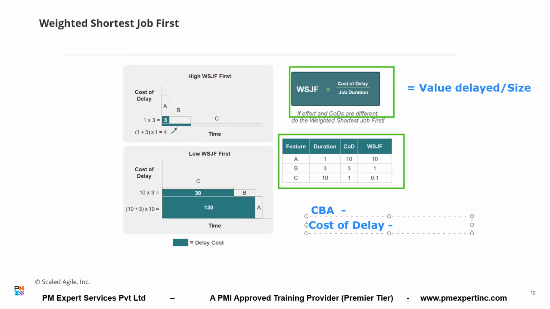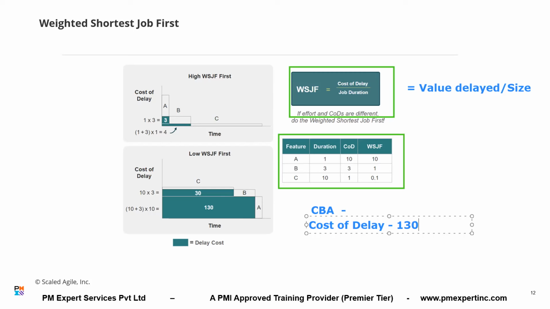So, if I am doing C first, then my A is delayed by 10 and 3, 13 days, so 130. Yes, 130 is the cost of delay of A, right? C, anyway, there is no delay for C because we have started with it first.